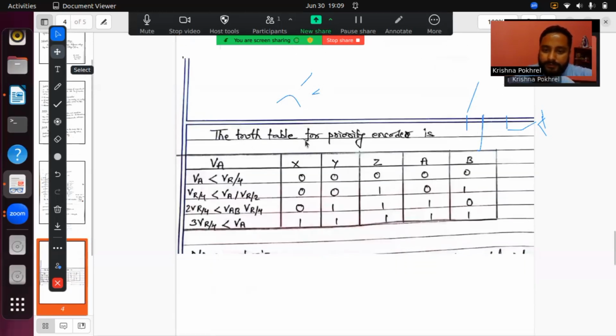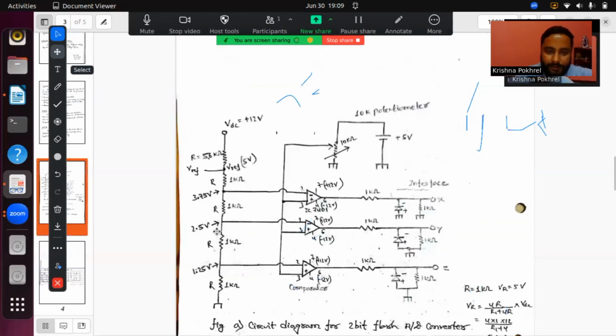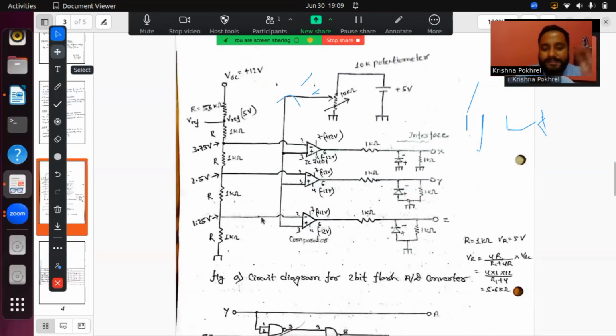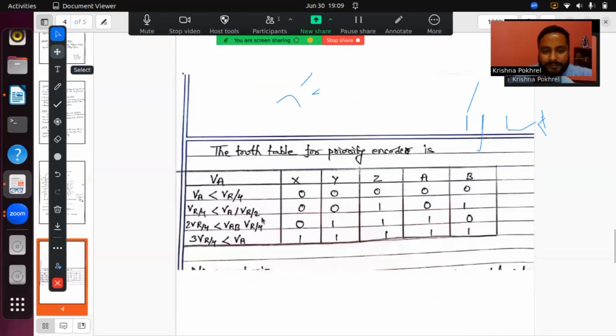Now, the truth table for the priority encoder is this one. VA, if the voltage is less than VR by 4, okay? Don't be confused about this VR by 4, VR by 2, VR by 4, and 3 VR by 4, okay? These are the voltages which we have brought here. VR means the reference voltage is 5 volt. If we divide VR by 2, this is VR by 2. Otherwise, the voltage is set in such a way that we'll get different amounts of voltage.